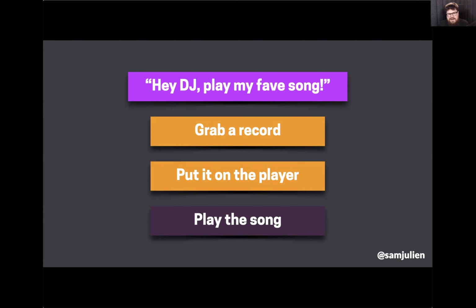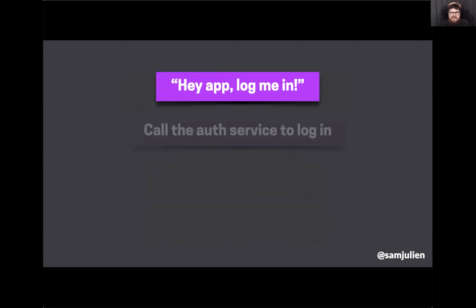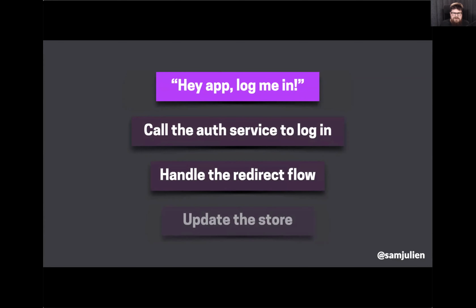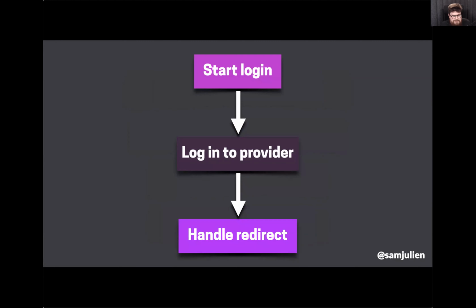Grabbing a record and putting it on the player are just side effects. They don't actually change anything. It's only playing the song that actually does anything. And that's sort of what's happening when you call your login. When you say, hey app, log me in, a few different things have to happen. You have to call the auth service to log in, you have to handle the redirect flow, and then you have to update the store. All of this stuff leading up to it are just tasks that have to run before the state actually changes. And that's why they're side effects. So that's what's happening over there.